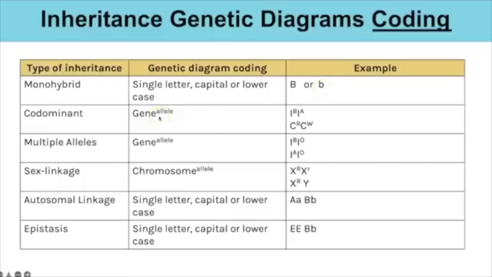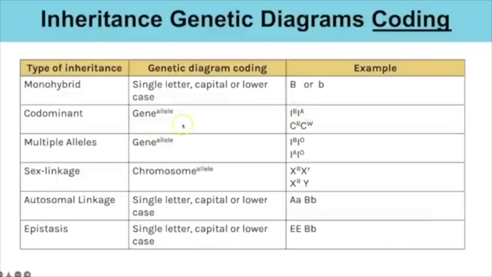For codominant, because they're both dominant, you can't go for a capital and a lowercase. So instead, the base letter is representing the gene and the superscript letter is representing the allele. So for example, blood group is IB for blood group B, IA for blood group A, but if you have this here, IBA, that would mean that it's someone that's blood group AB because both dominant alleles will be expressed.